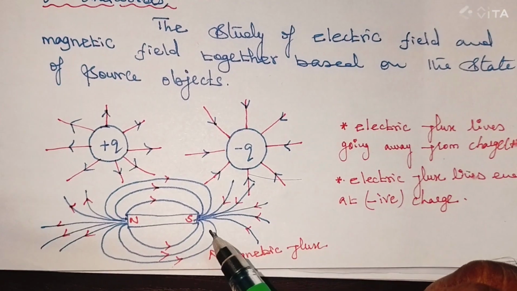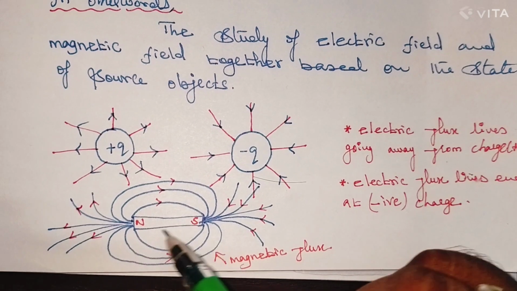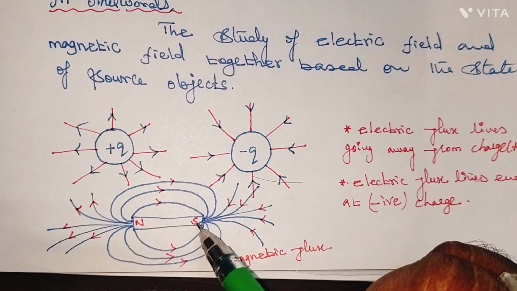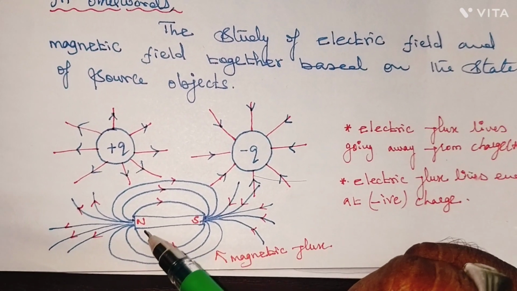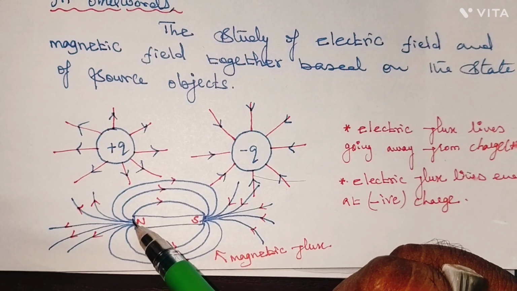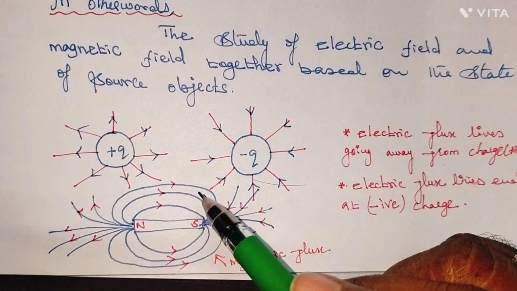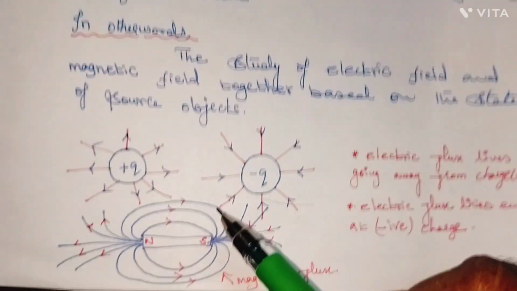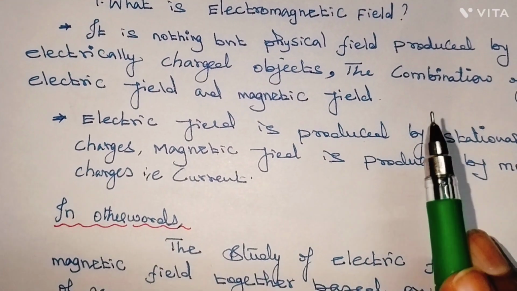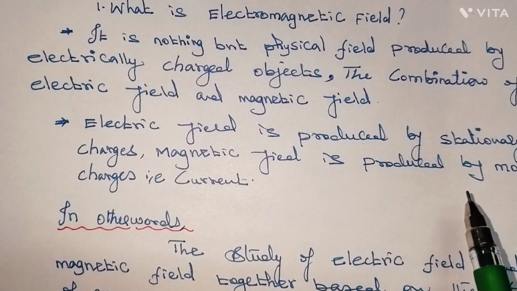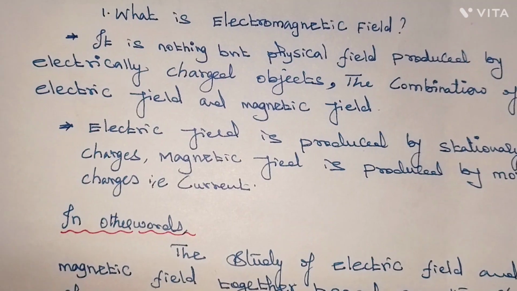Whenever we discuss the magnetic field, we see this bar magnet. Here this is the north pole and the south pole. These lines are the magnetic flux lines. These magnetic flux lines always start from the north pole and end at the south pole. So this is the electromagnetic field. Once again, the electric field is produced by stationary charges, and the magnetic field is produced by the moving charge.